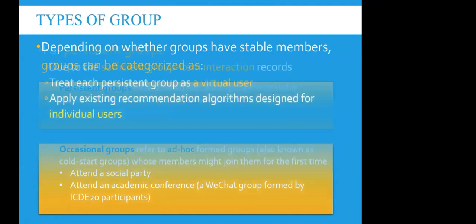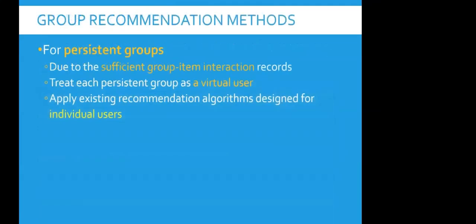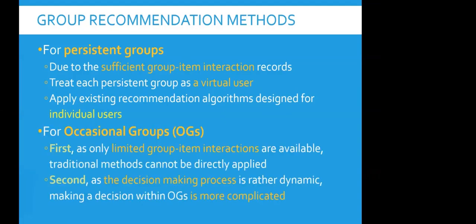Here are the existing works. For persistent groups, due to the sufficient group-item interaction records, we can just treat each persistent group as a virtual user and apply existing recommendation methods designed for individual users to this type of group. But for occasional groups, as groups are formed occasionally, there are two types of challenges. First, as only limited group-item interactions are available, traditional methods cannot be directly applied. Second, the decision-making process is rather dynamic. Making a decision within occasional groups is more complicated.